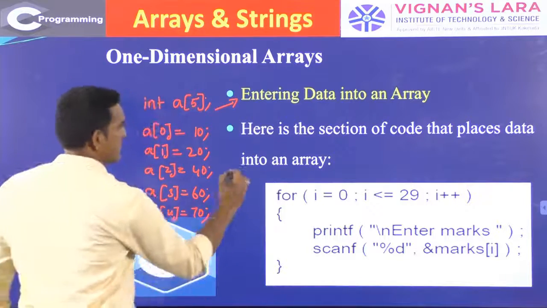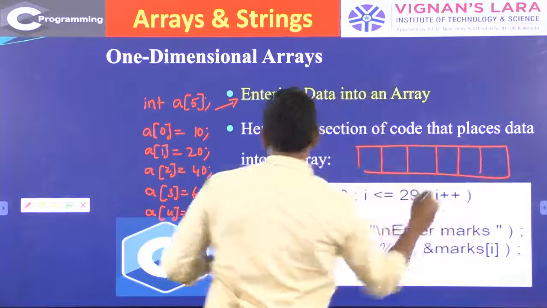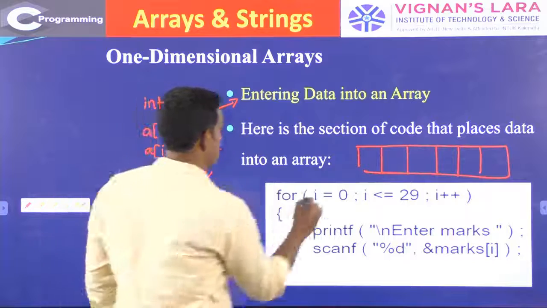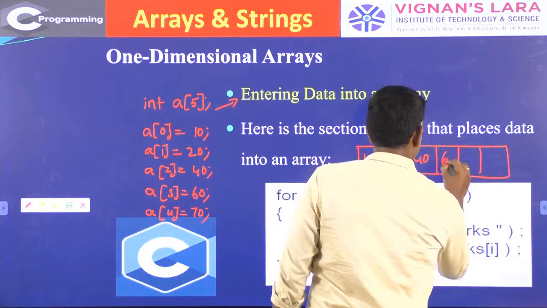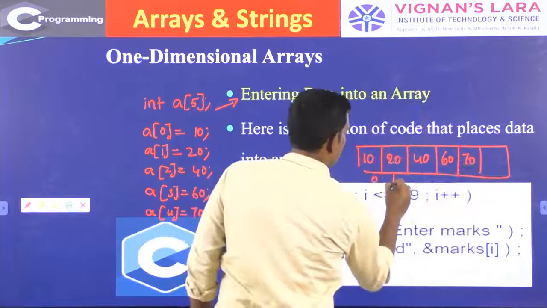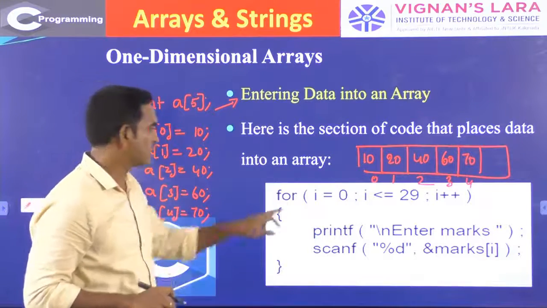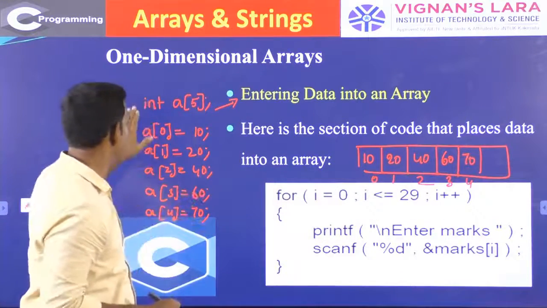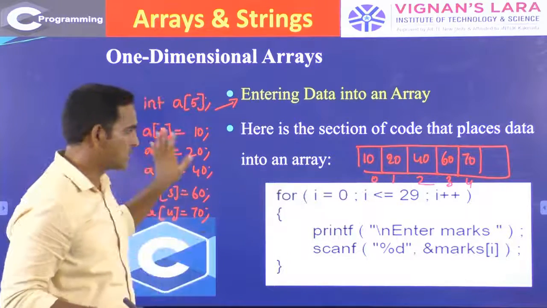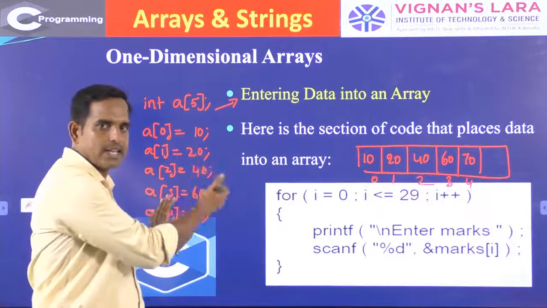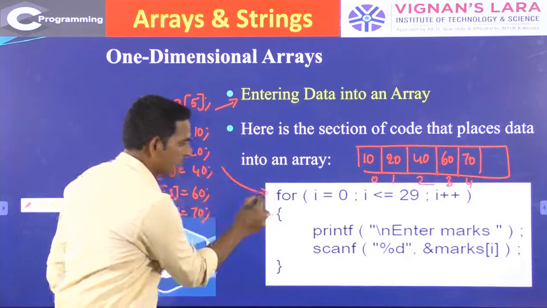Now you have created one array with 5 elements and you have entered data into those elements separately like this. That is, now the value 10 will be present here, 20 here, 40, 60, 70. That is 0, 1, 2, 3 and 4. So these are the elements, these are the subscripts for those elements, and we are storing those values individually. That is how you can assign elements individually in this manner, or you can assign at a time by using a for loop.